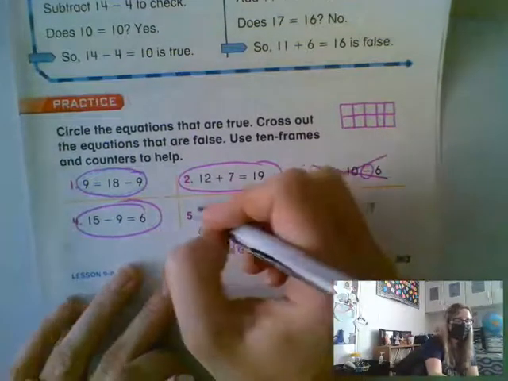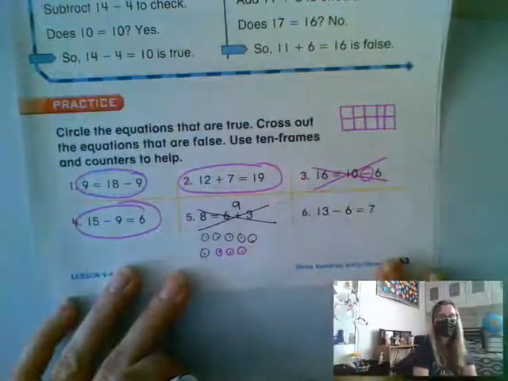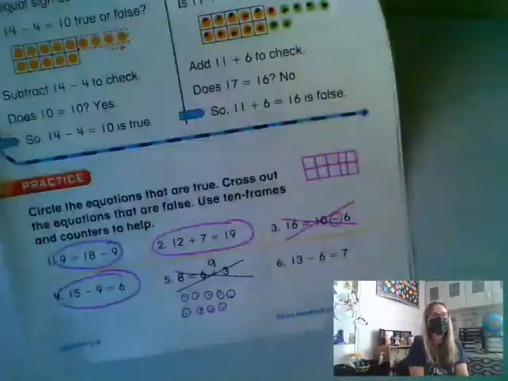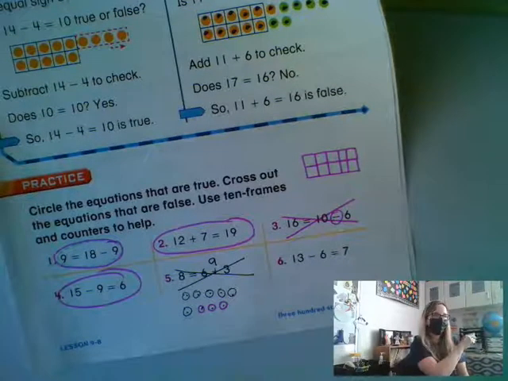No. So cross that one off. Go ahead and go get a drink. That is a false equation. Oh, I thought it was your mouth from where you lost your tooth. You need a bandage? Come get one.